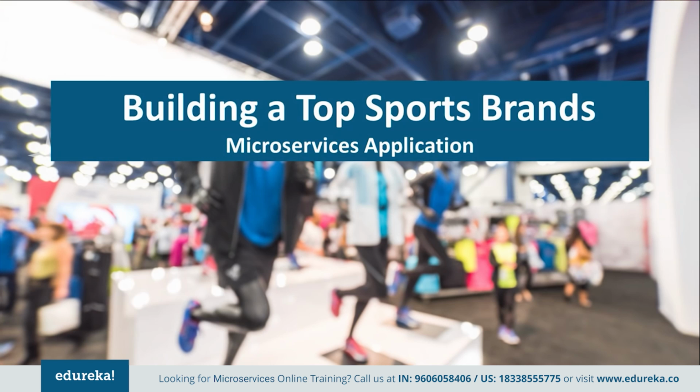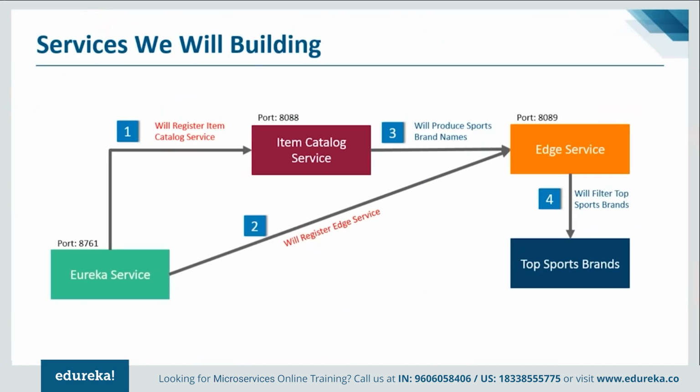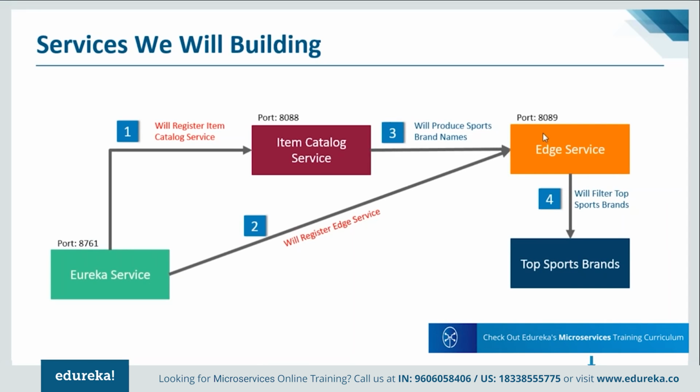And now we are going to focus on how to build a top sports brand. So this is our use case, guys. We'll be building a top sports brand. Let us see how we are going to do that. So in this Spring Boot microservice example, we'll be creating a top sports brand application, which will have three services. So you can see it in the diagram as well.